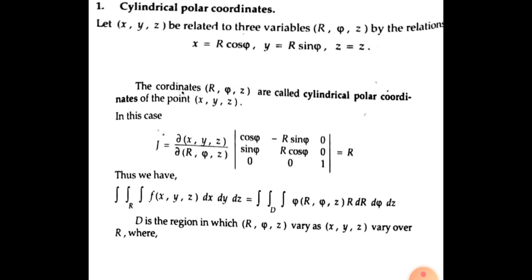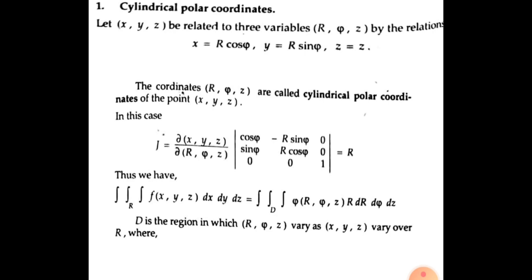That is, when differentiating x is equal to r cos phi partially with respect to r, dou x by dou r is cos phi; dou x by dou phi, the differentiation of cos phi is minus sin phi, gives minus r sin phi; dou x by dou z: in x there is no z variable, so it is 0. Second row, dou y by dou r, dou y by dou phi, dou y by dou z.